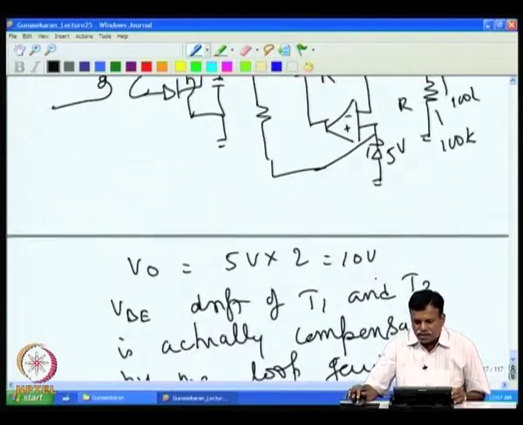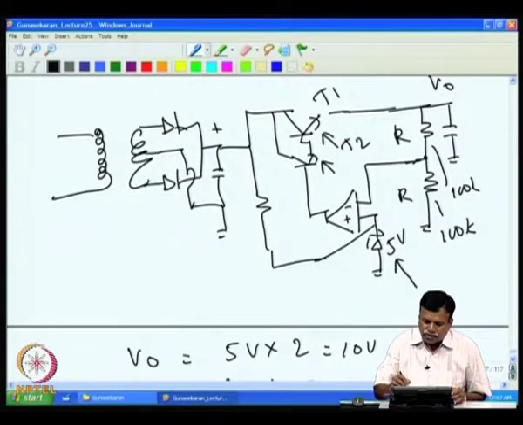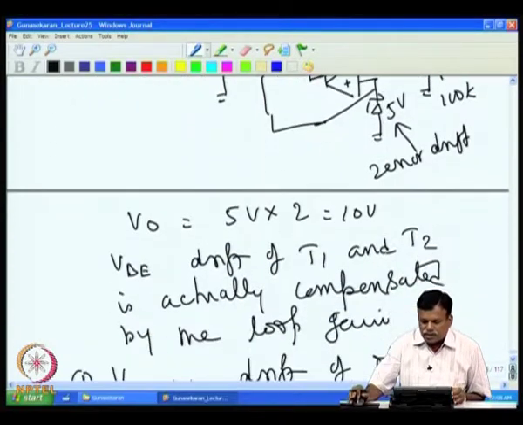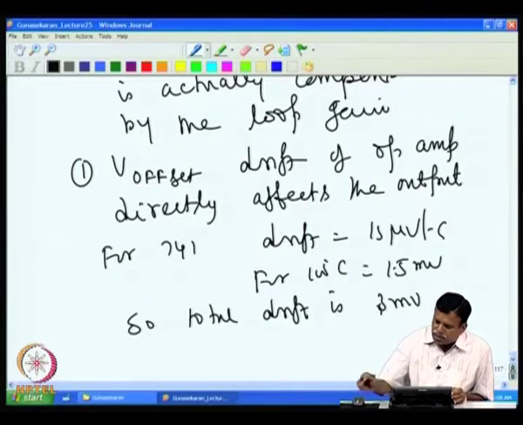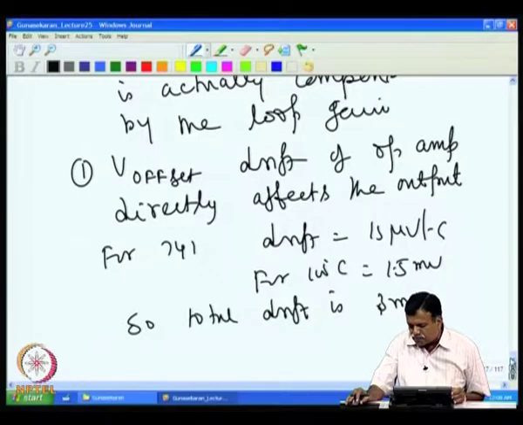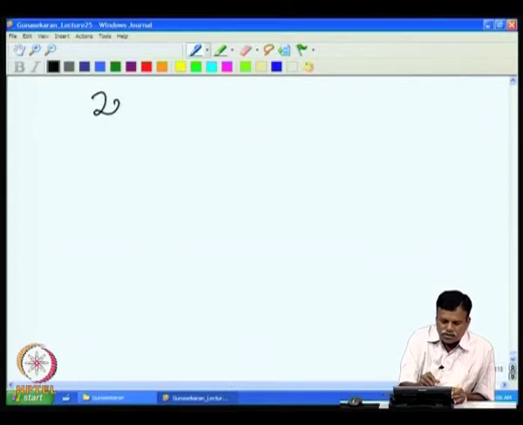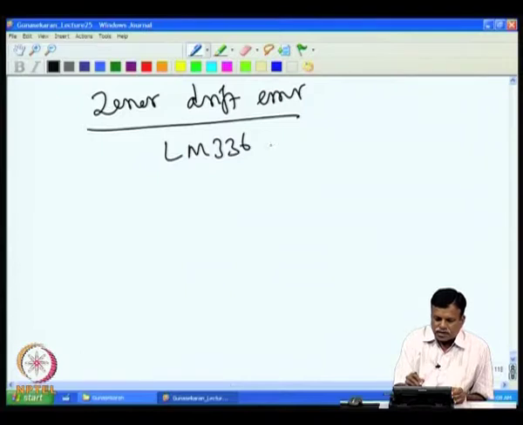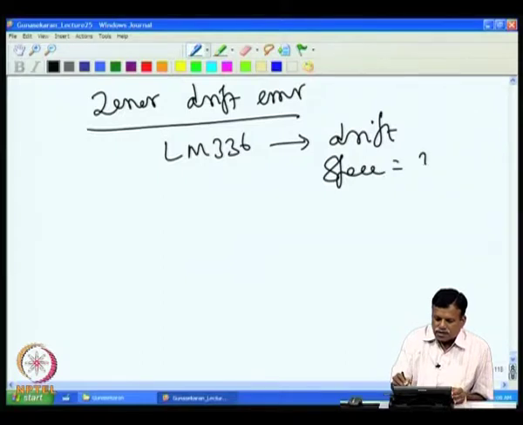Similarly, if you see this circuit, the Zener also drifts. So, Zener drift directly affects the output. Next we can see the Zener drift error. If you look at the spec of the Zener, for example, if it is LM336, the drift spec is 30 ppm per degree C.